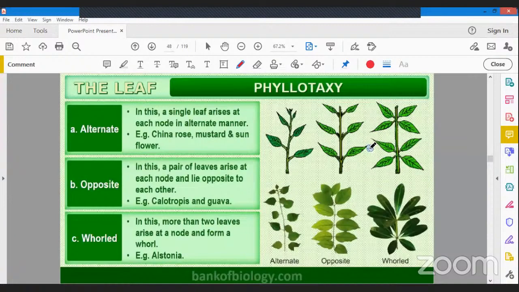Look, alternate. In this, a single leaf arises at each node in an alternate manner. So if the first node has it on this side, the second node has it on that side. That is alternate. Examples: China rose, mustard, sunflower. In opposite, at one node there is one leaf on each of the two sides. So a pair of leaves arise at each node and lie opposite to each other. Examples: calotropis, guava.